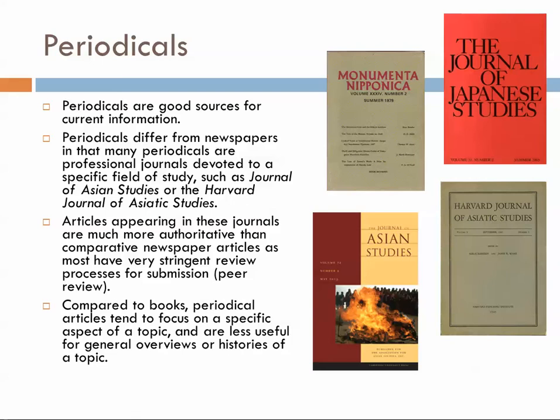Compared to books, periodicals tend to focus on a specific aspect of a topic. Typically, an article is 30 or maybe 40 pages long, and they're less useful for general overviews or histories of a topic. So once you get a general topic in mind and you start drilling down to a specific thesis question, that's when journal articles are going to come the most in handy.